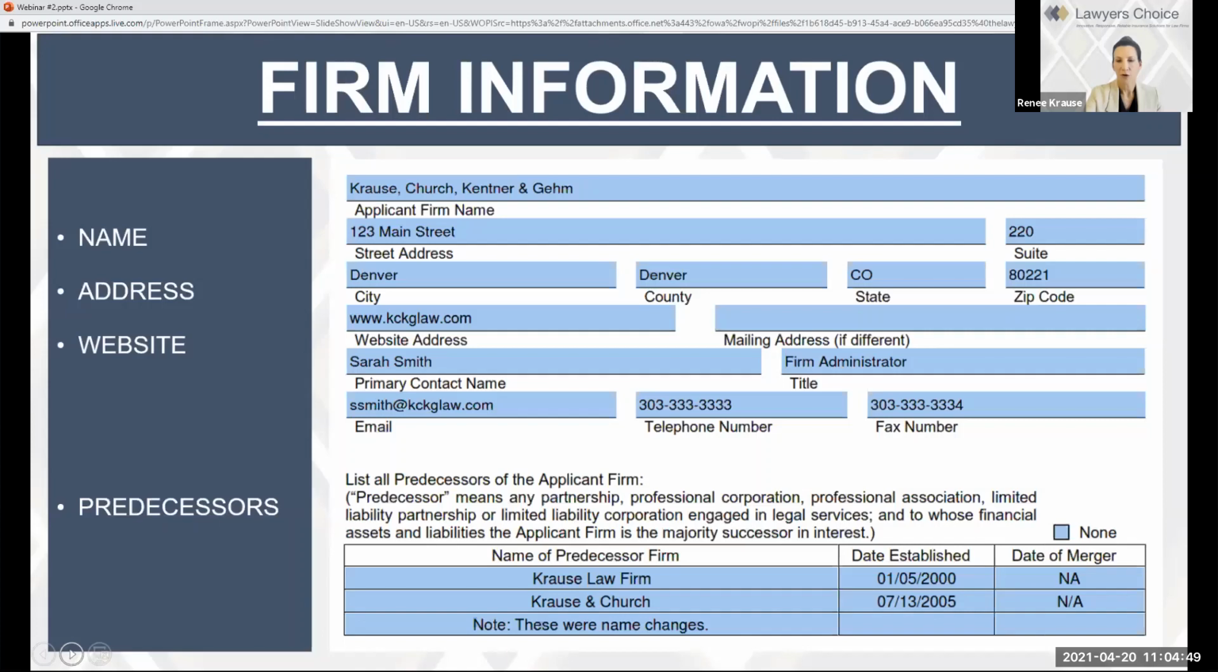Okay, this is the firm information section, and this seems very basic, but believe it or not, everything here ties to some aspect of your rate. So the name of the firm, that section: name, address, website. You want to include any DBAs that you're doing business under, along with the entity's name, the address, city, state, and county. That, believe it or not, affects rate in that different counties and states are rated differently.